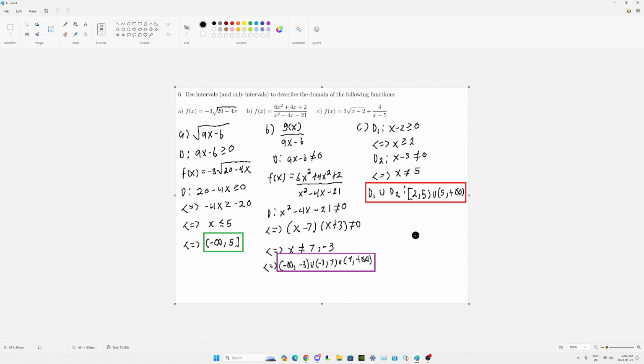We have a square root function and a rational function. So in this case, we're actually going to look at two pieces individually. First, we're going to look at the square root. So once again, we're just going to have x minus 2 greater than or equal to 0. That's x is greater than or equal to 2.